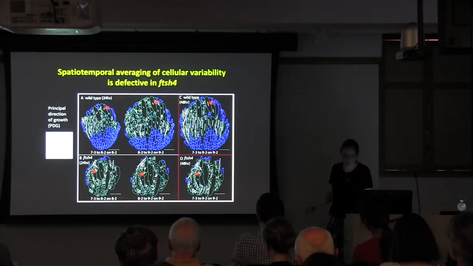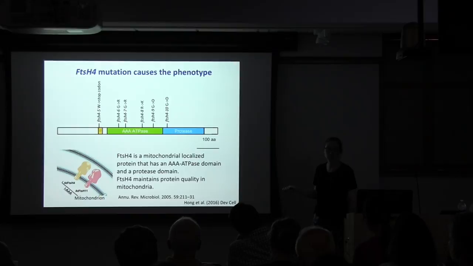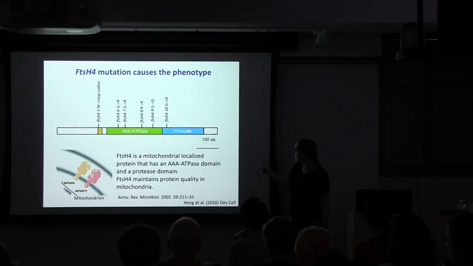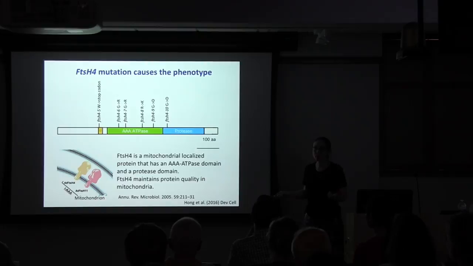So what causes the failure of spatial-temporal averaging in FDSH4 mutants? Leland used positional cloning, cloned the gene, and found, much to our surprise, it's a mitochondrial protease. This protease has an ATPase domain and a protease domain, and it sits in the inner membrane of the mitochondria, and it's a bit of a garbage collector. It's degrading unfolded proteins, particularly in the OxPhos pathway. It can also help proteins fold, so it's doing both sides of quality control.